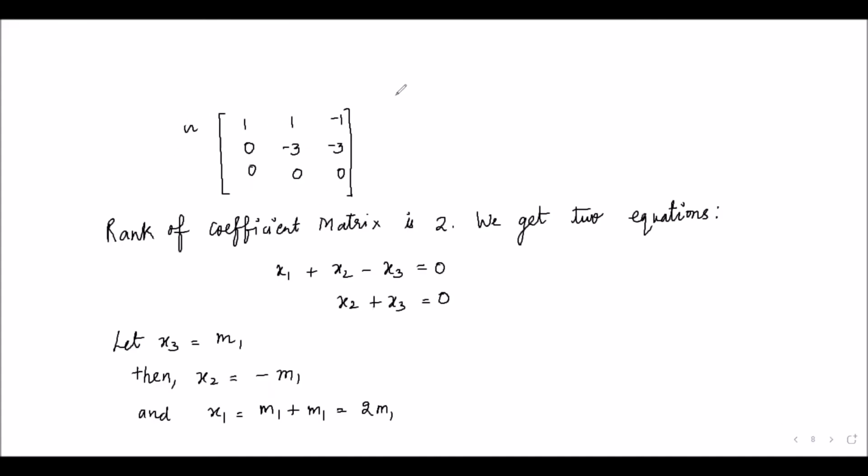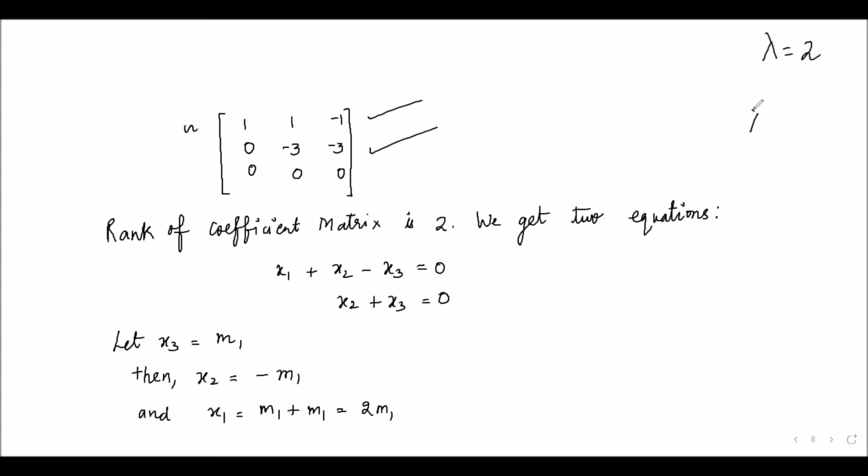This is the row echelon form, and if we check the number of non-zero rows in this row echelon form of the coefficient matrix C2, then this is a non-zero row, this is a non-zero row, and this last one is a zero row. So how many non-zero rows do we have? We have two non-zero rows. So the rank of the coefficient matrix in this particular case is 2. Earlier, for eigenvalue lambda equal to 2, we were getting rank as 1.